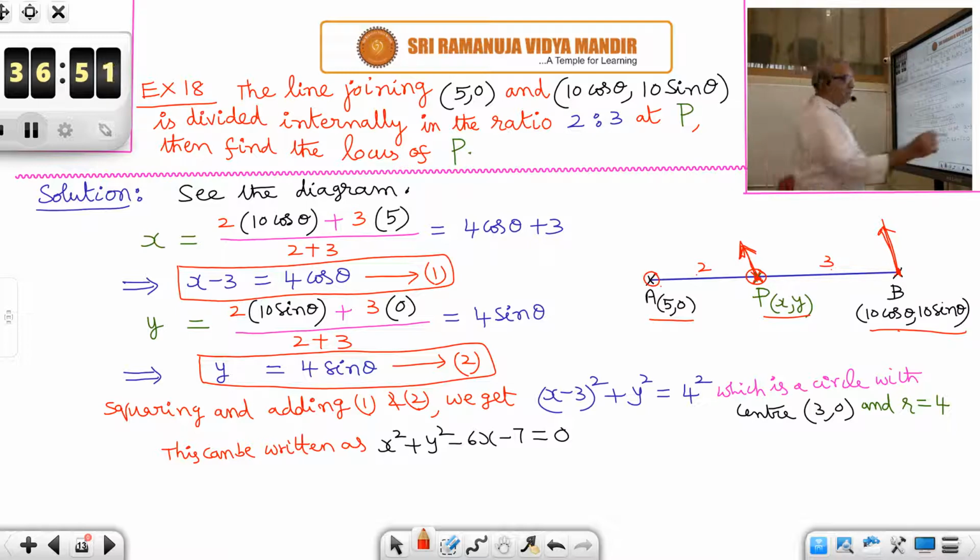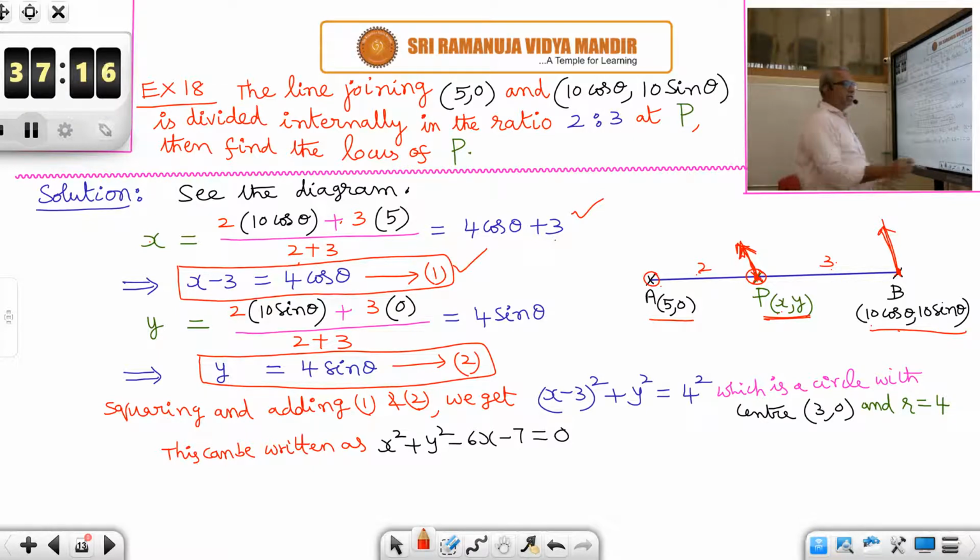Okay, so let this point be (x, y). Let us use the section formula and find x. So x is equal to (2 into 10 cos theta plus 3 into 5) by (2 plus 3). Simplifying, I get 4 cos theta plus 3. So take this 3 to the left side. You can write x minus 3 is equal to 4 cos theta. That is the first equation.